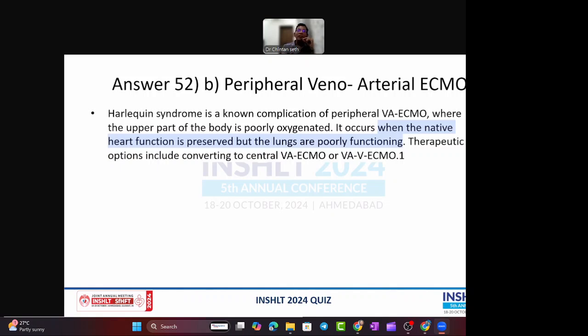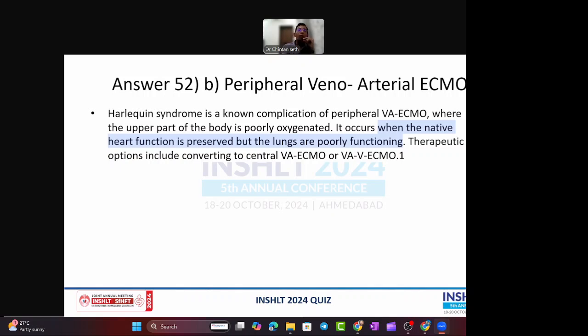While the lower body, which is getting blood from the ECMO oxygenator, definitely has higher PO2 and better oxygenation, you can have differential oxygenation or differential cyanosis. That is called Harlequin syndrome. It is a complication of the peripheral VA ECMO. It cannot happen on the central VA ECMO. And treatment is VAV ECMO.